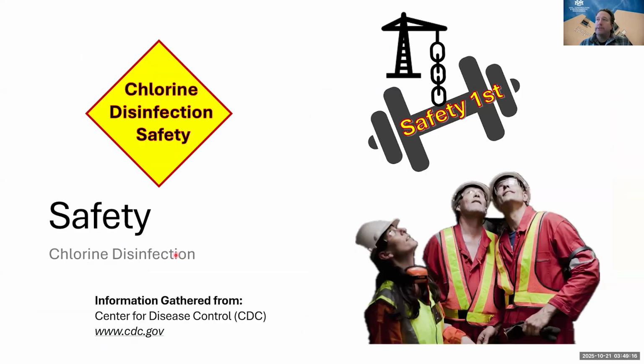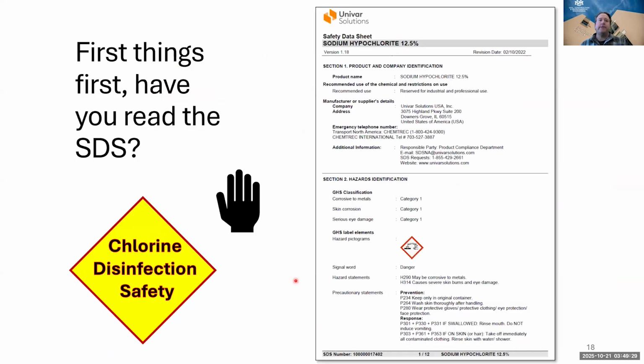All right. So now we can get into chlorine disinfection safety. We've learned how it works. Now we have to understand how to use it safely before we start applying it at our system. And so first things first, if we're in person, we always ask everybody, have you read the safety data sheet? And so we would go around and have you read all the safety data sheets for the chemicals that you work with? And you're going to get a mixed bag of answers.